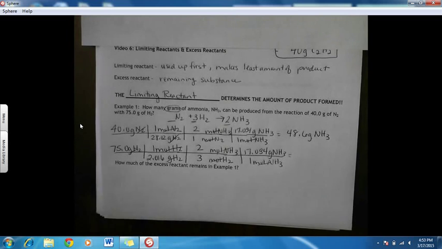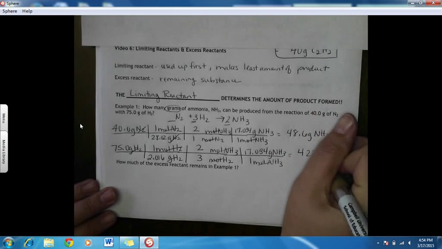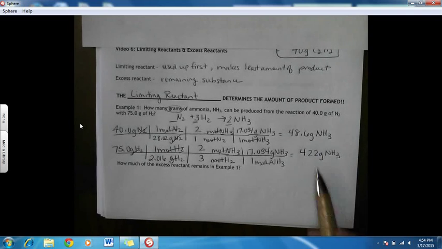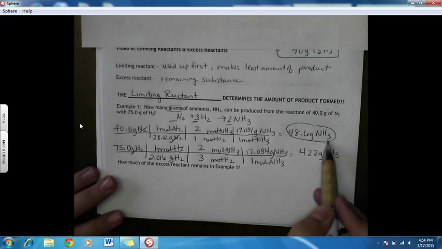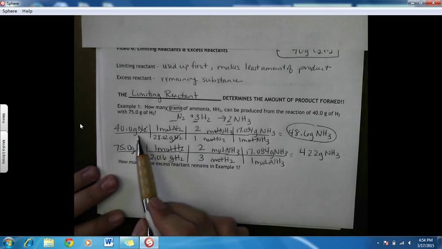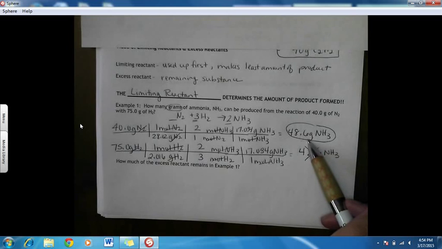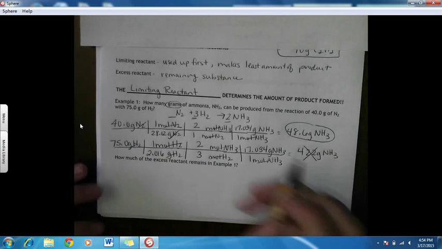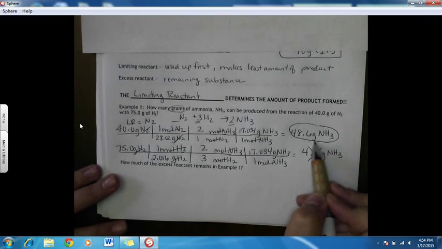And that gives us, let me make sure I did that right. Okay, that gives us 422 grams of ammonia. Now, which of these are we actually going to make? Well, the least amount, right? Because once this much ammonia is made, the nitrogen's all used up. And so we cannot make 422 grams if nitrogen will only allow us to make 48.6. And so the limiting reactant here is your nitrogen, and the amount of product we can make is 48.6.